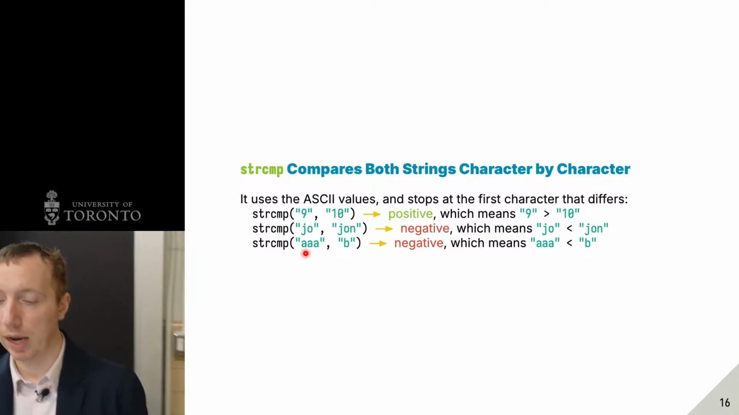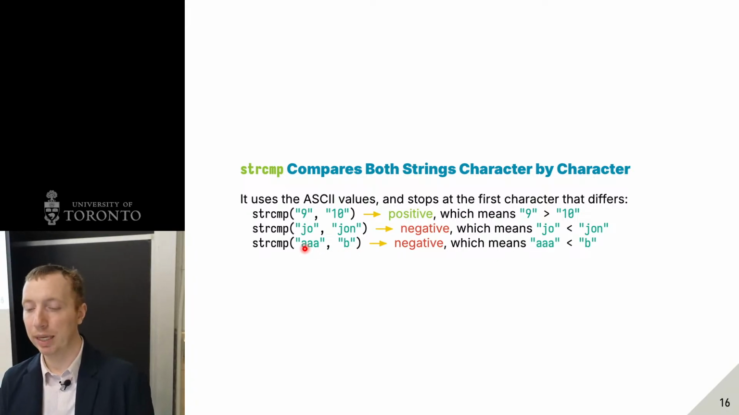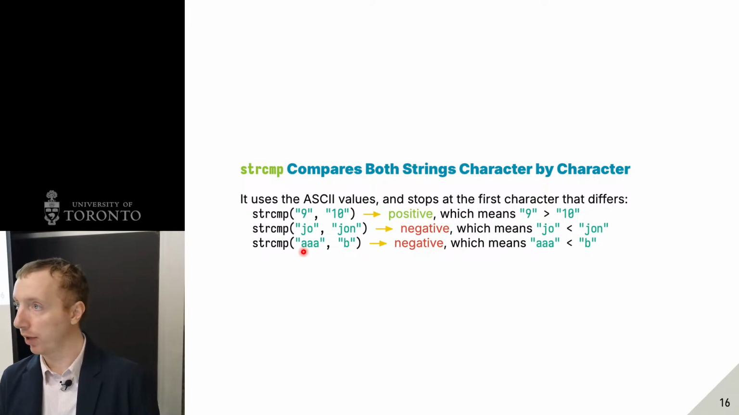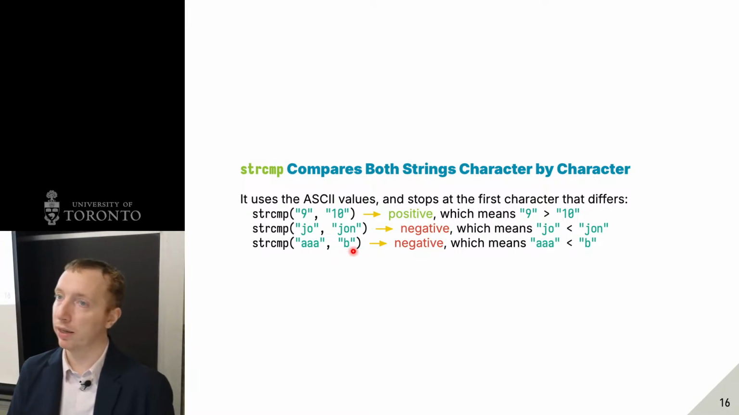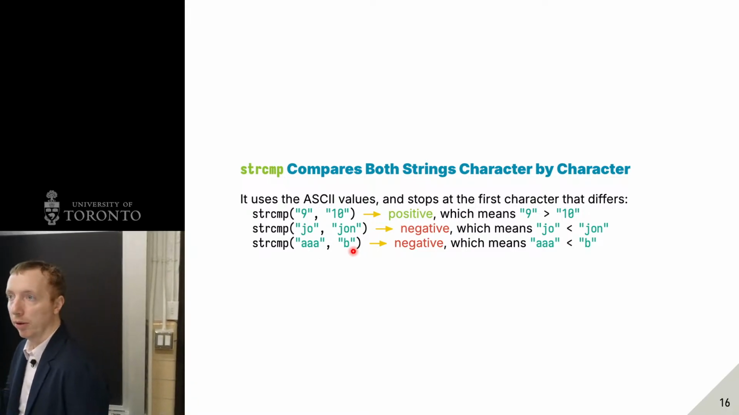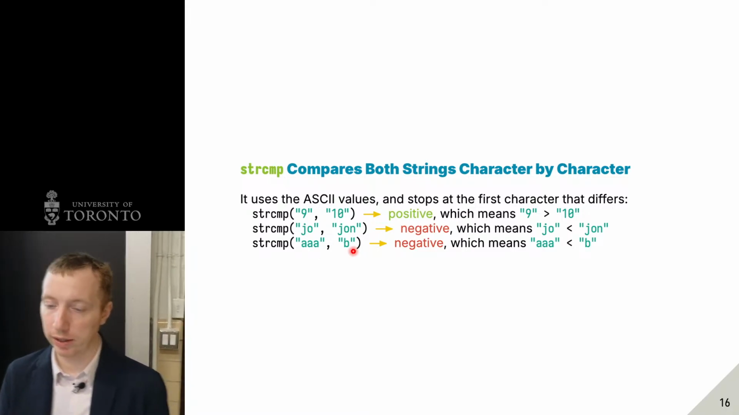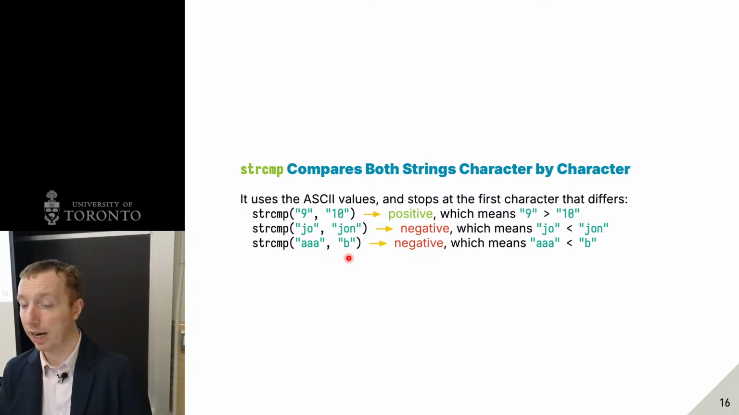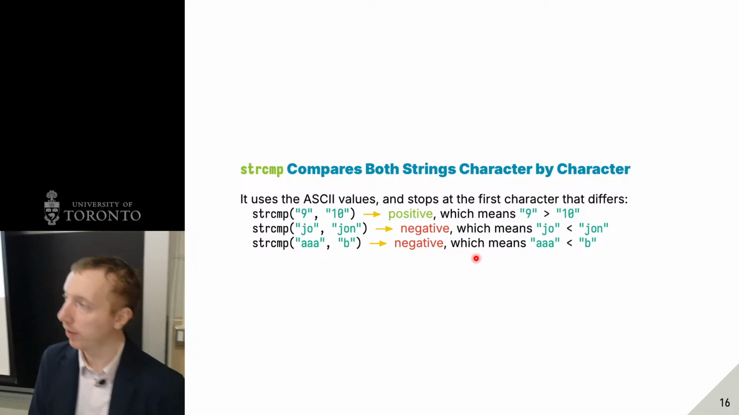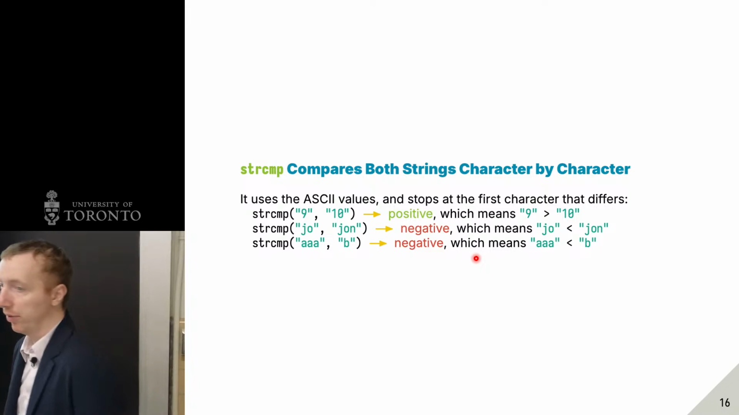And similarly for this, the length doesn't matter. So if you do AAA compared to B, well, it will just compare the first character A to the first character B. If there's a difference between them, it will immediately stop there and not continue. So in this case, A is less than B, so it will return negative. The string AAA is less than the string B.